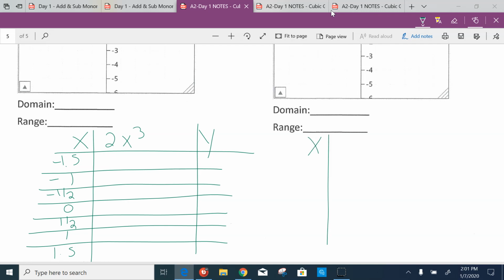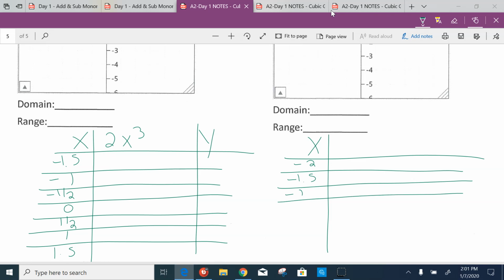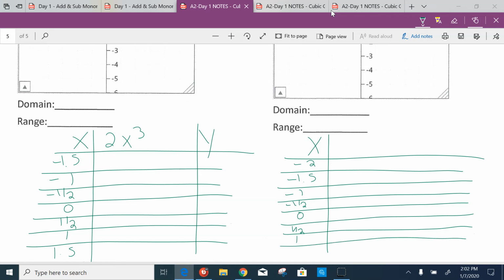Over here on the other side, we're going to use a lot of the same points. We're going to begin with negative 2, negative 1.5, negative 1, negative 1/2, 0, 1/2, 1, 1.5, and then 2. Plug the numbers into the equation. The equation you're going to use is negative 1/2 times x to the 3rd power, and then give me your y values. Get the points and plot them.